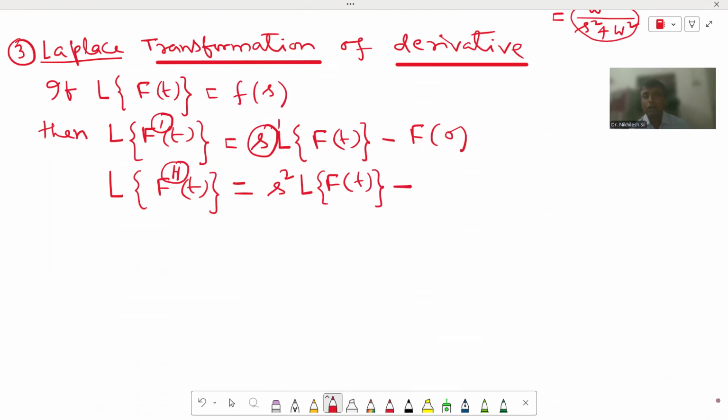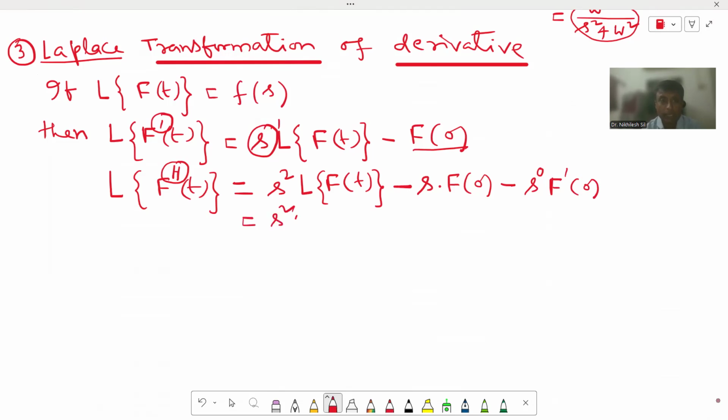Minus, the power of s will be decreased by 1. Now from the next term, the power of s will be decreased by 1. So this will be s into, what is the next term? f(0). Minus, all other terms will be minus. Again power of s will be decreased by 1, so s to the power 0. And now we are differentiating f and putting t equal to 0, so that means f dash 0. Okay, clear? So what are we getting?